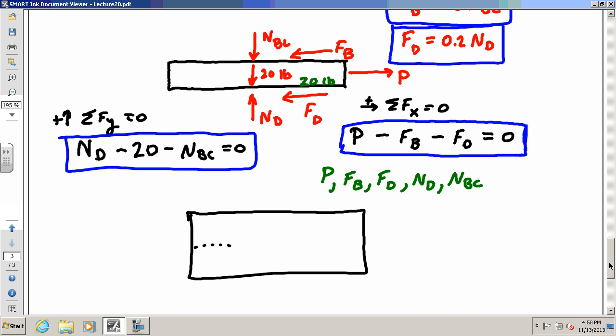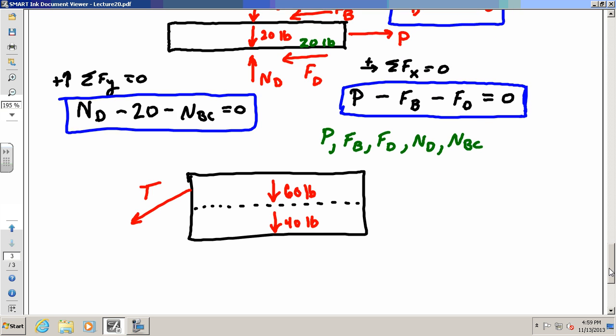Yes, there's technically a little line between the two because there's 2, right? But it's a combined system. The top thing weighs 60 pounds. The middle book, or whatever this thing is, weighs 40 pounds. There's a tension T here. And then here, upward, there is NBC. Remember, it's pushing down on the bottom, so it's pushing up on the top.